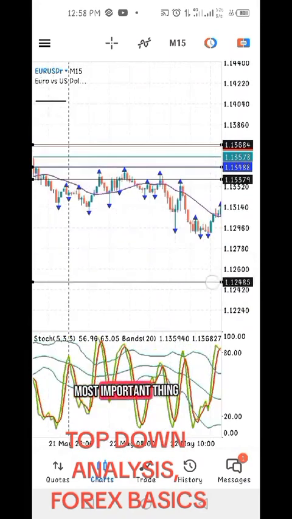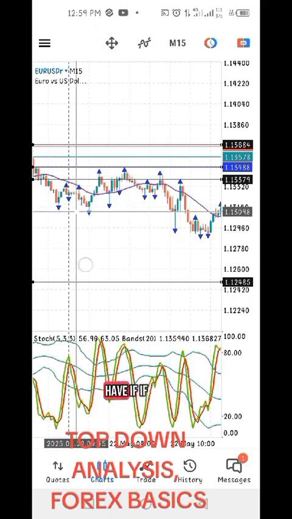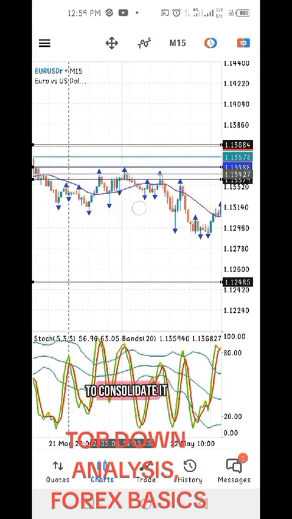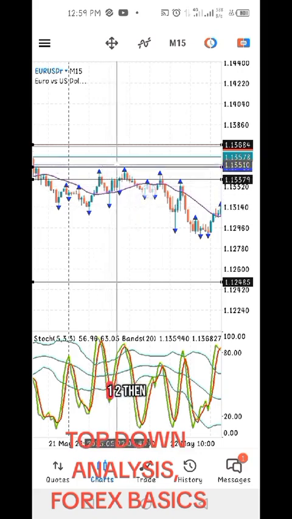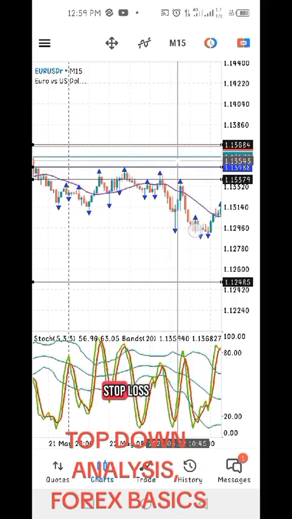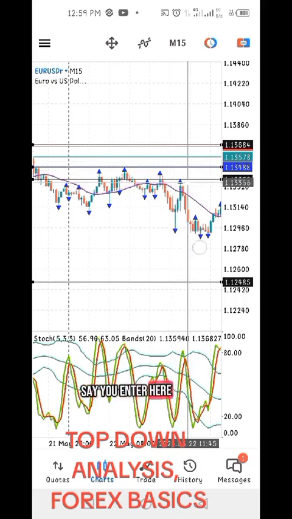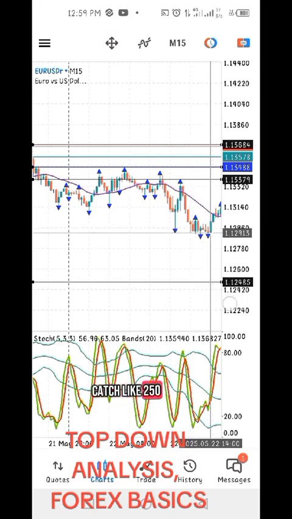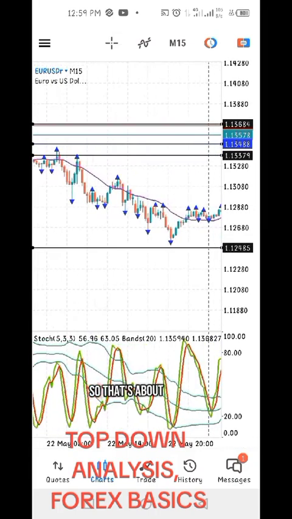But the most important thing is that you must target at least a reasonable risk-to-reward ratio. You can even re-enter. For example, if your take profit hits here, you can wait for the market to consolidate again. Like this one, we have 1, 2, then 3. Here, you can enter again and put your stop loss away. Then you will still catch like 200 pips again on the same day. Imagine, can you see that now?